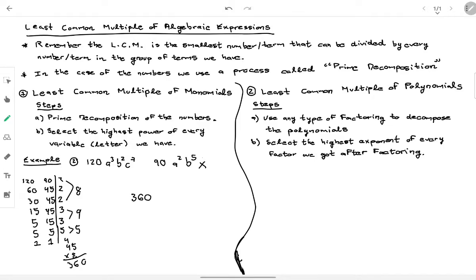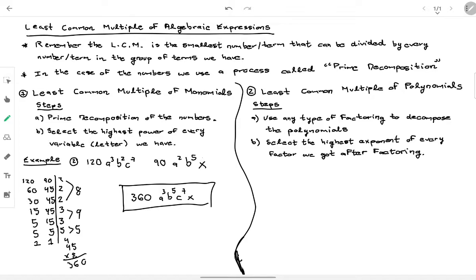What about the letters? It says select the highest power of every variable we have. So first we have A, B, C, and X, and we need to select the biggest one. In the case of A, it's going to be to the third power. In the case of B, it's going to be to the 5. In the case of C, it's going to be to the 7. And in the case of X, it's going to be to the 1. And this term will be the least common multiple of those two monomials.